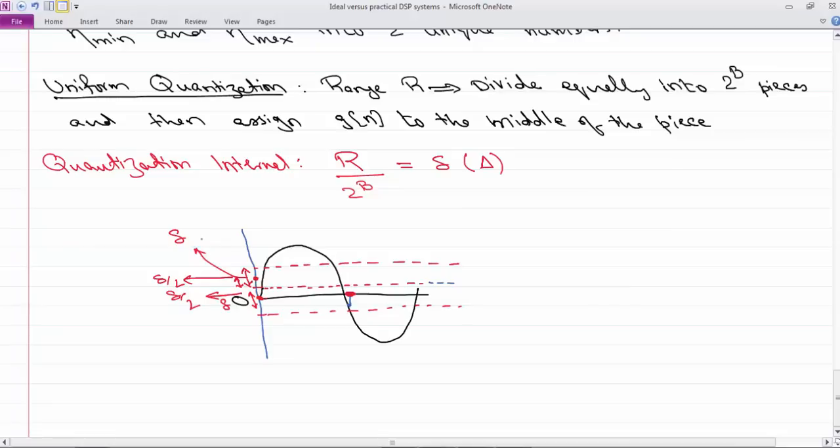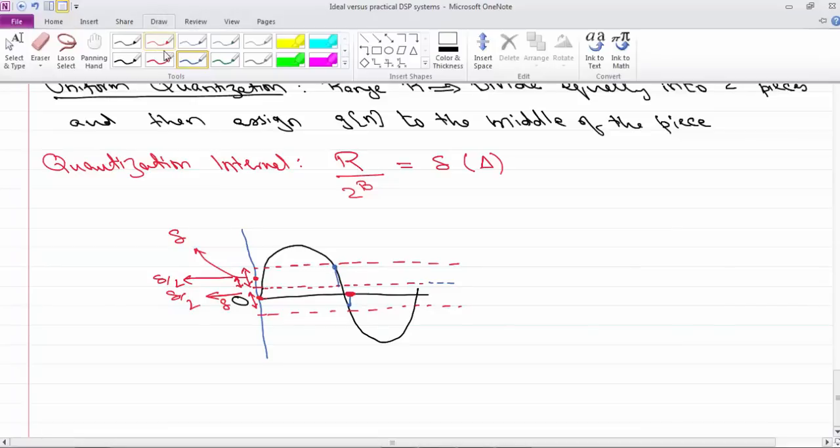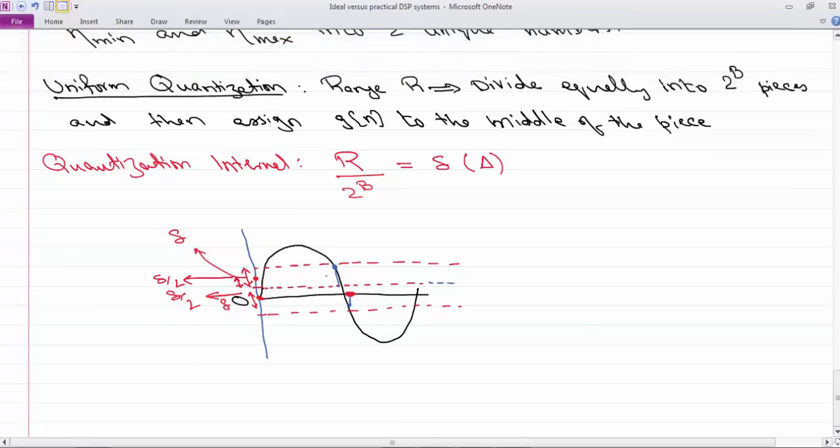Again, now I take a sample. Let's say I take a sample here. This is my original value, but the location will not change; my quantizer will actually record this delta value.